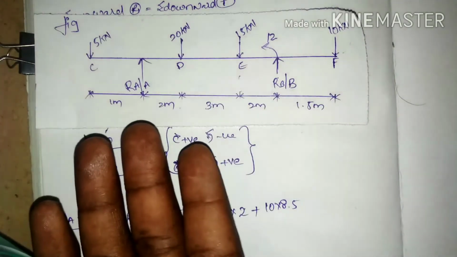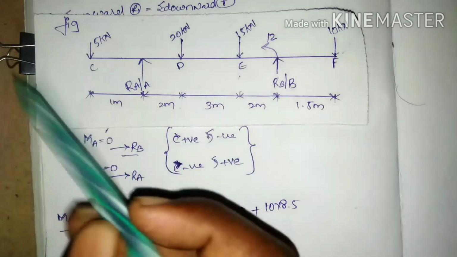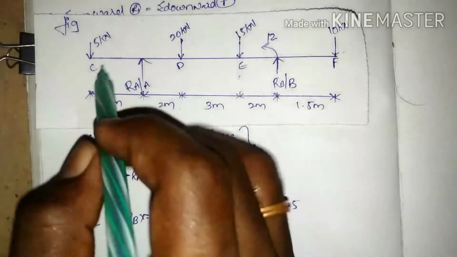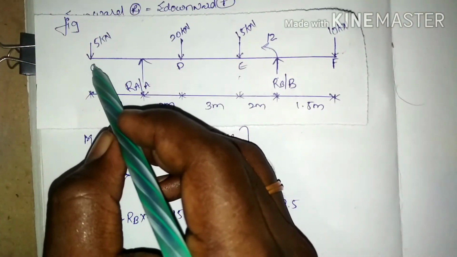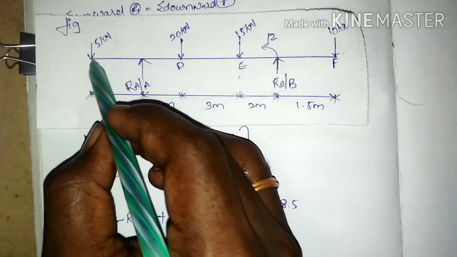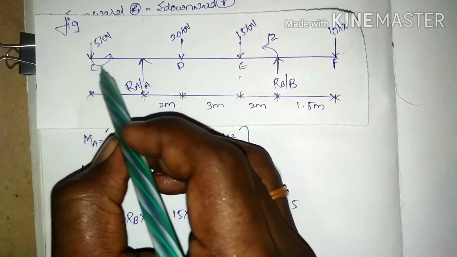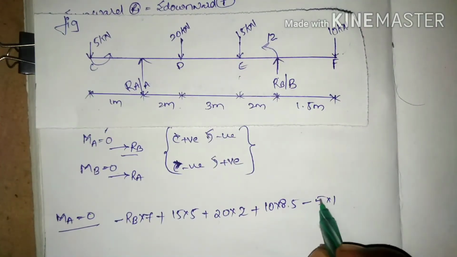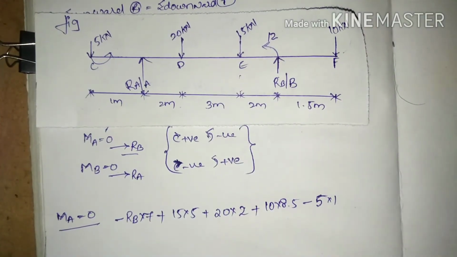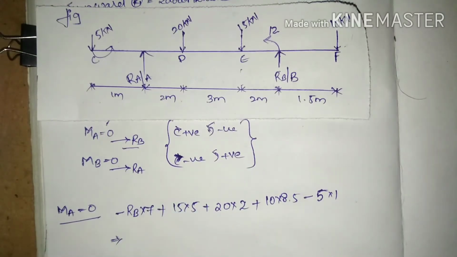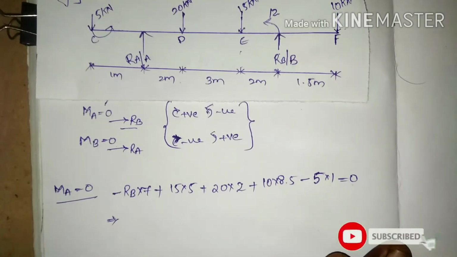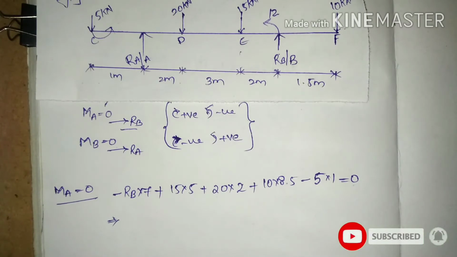We have the point load before this RA, that is 5 into the distance, and this is going to take the moments in the anti-clockwise direction, with a negative sign, 5 into the distance. After solving this equation and equating to 0 in the calculator, we are going to find the value of RB.